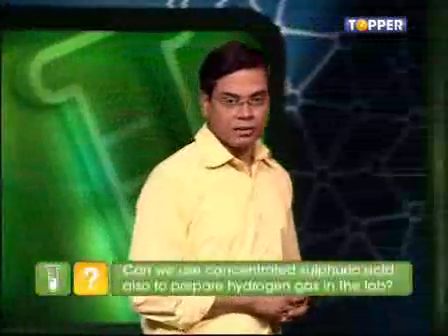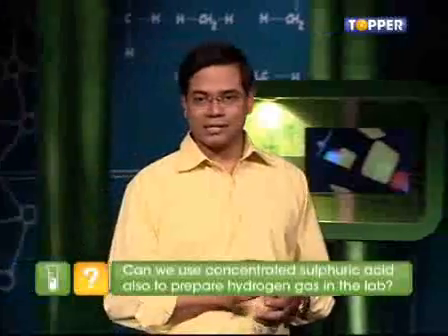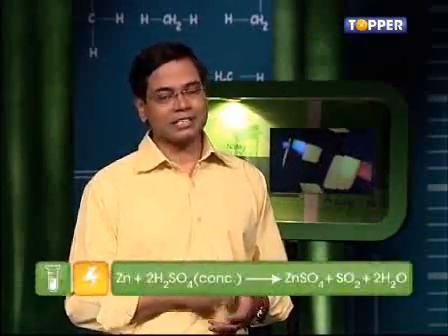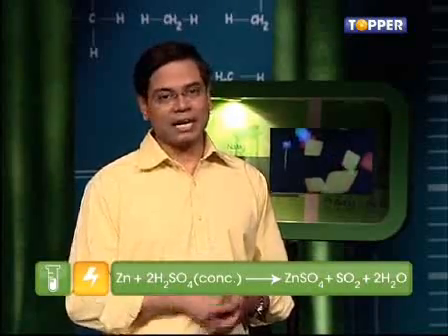But an obvious question would be, why do we use dilute sulfuric acid only? What happens when we use concentrated sulfuric acid? Well, zinc reacts with concentrated sulfuric acid to form sulfur dioxide gas instead of dihydrogen. But another method of producing hydrogen gas is by reacting zinc with aqueous alkali. Let's understand this method.